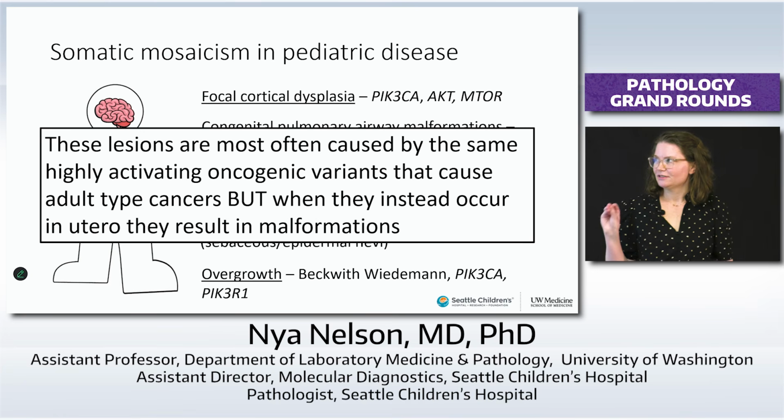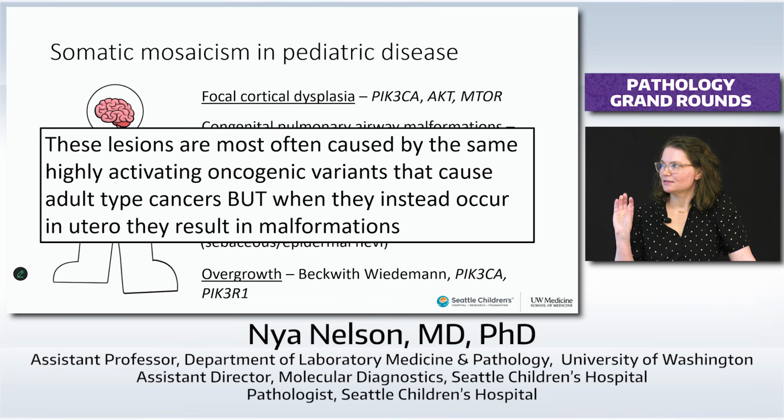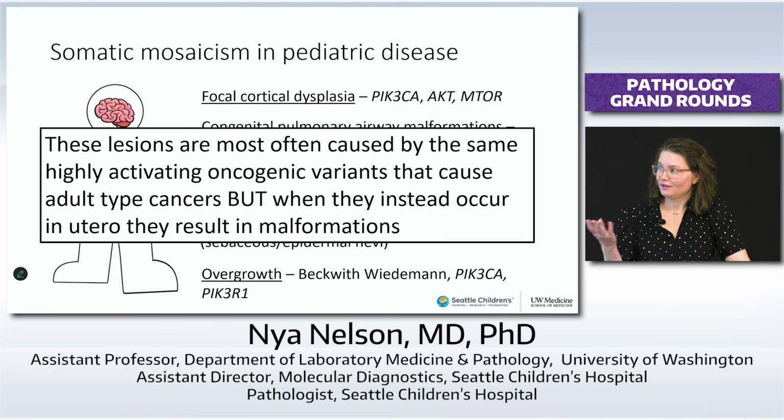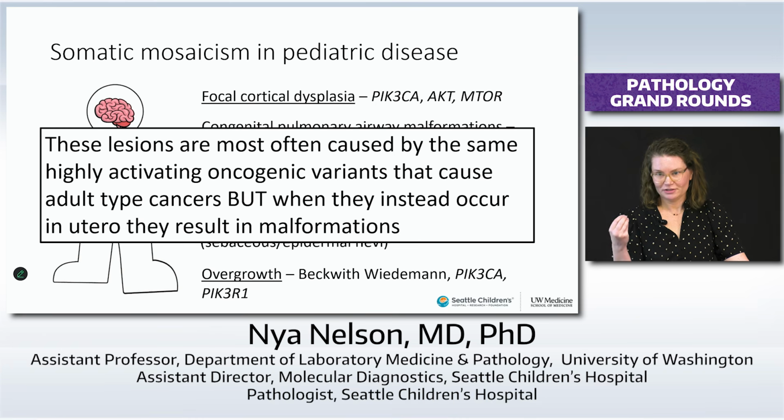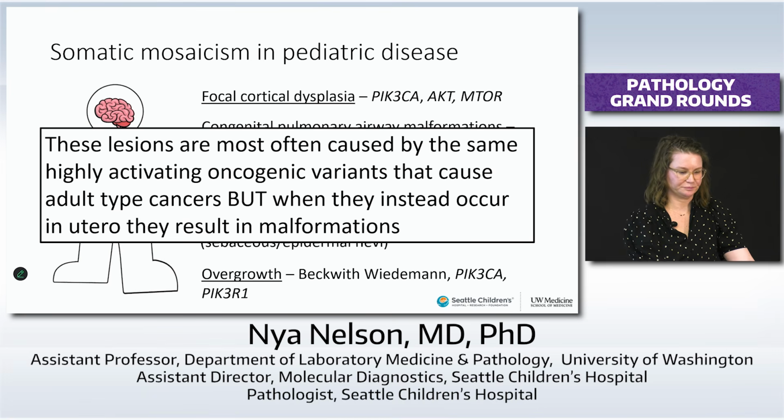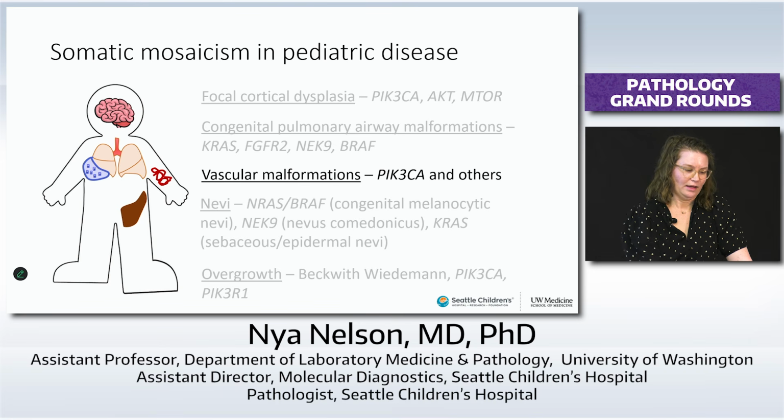But the critical thing to remember about these lesions, and what I find most interesting about them, is that they're often caused by the same highly activating oncogenic variants that cause adult-type cancers. But when these mutations instead occur in utero, they result in malformations instead of neoplasia. And so in my practice at Seattle Children's, by far the most common mosaic disorder I see are vascular malformations. So we're going to spend some time diving into those.